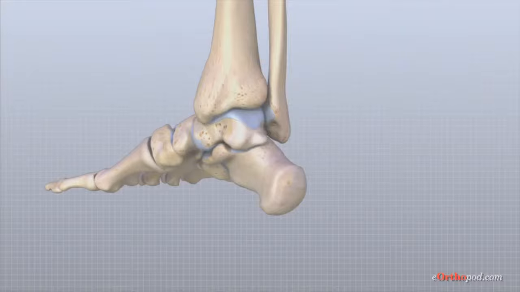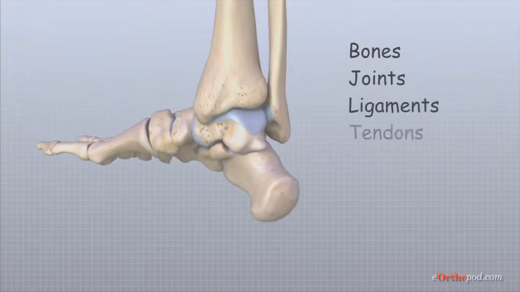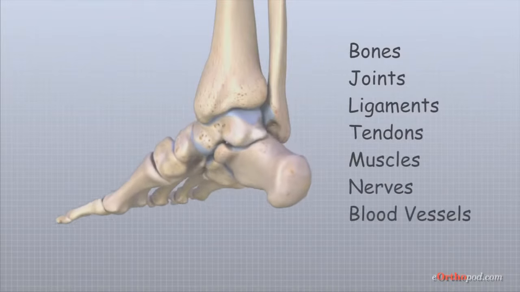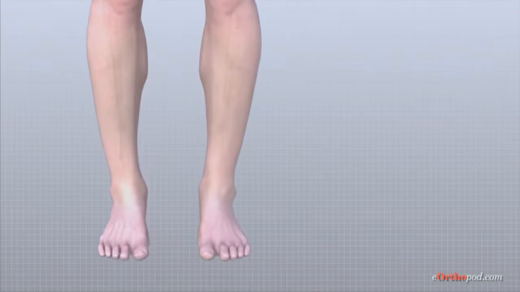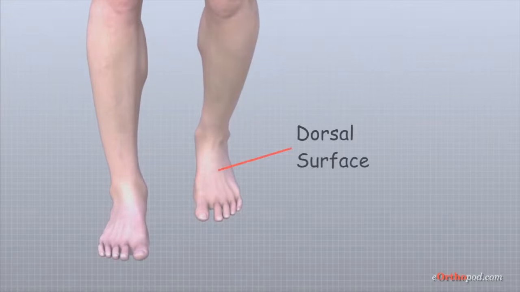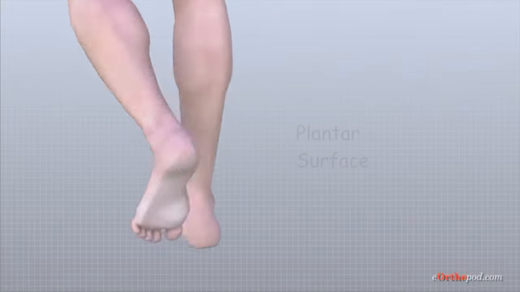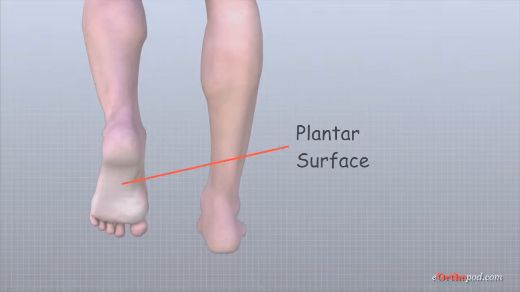The important structures of the ankle include bones, joints, ligaments, tendons, muscles, nerves, and blood vessels. The top of the foot is referred to as the dorsal surface. The sole of the foot is the plantar surface.